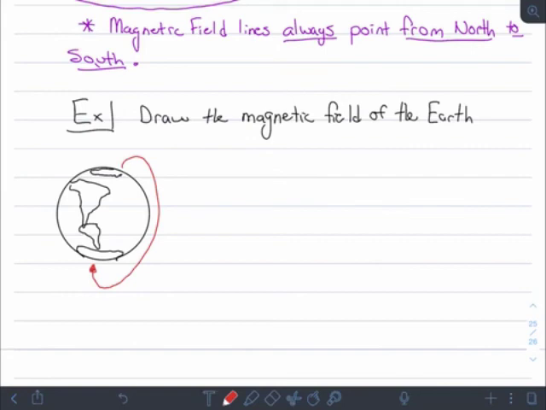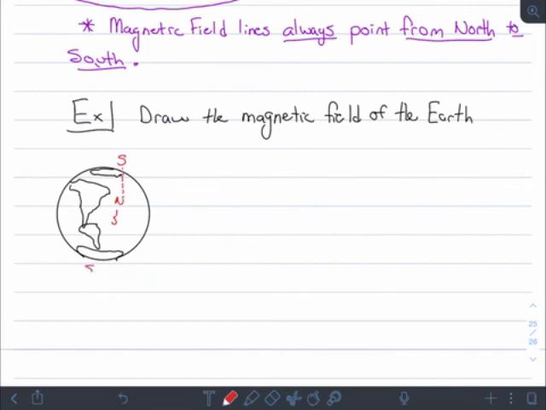Which way does a compass point? North. The needle on a compass points north. So which pole magnetically is up top? South. If the north pole of a needle is pointing what we consider to be geographic north, it must actually be pointing towards a south pole because north and south are attracted.